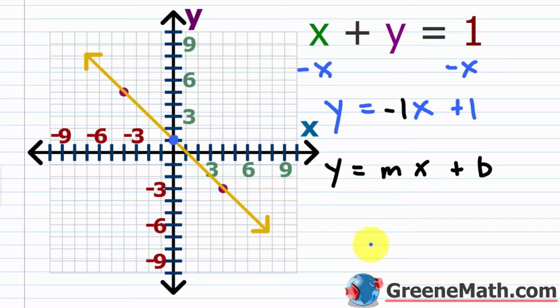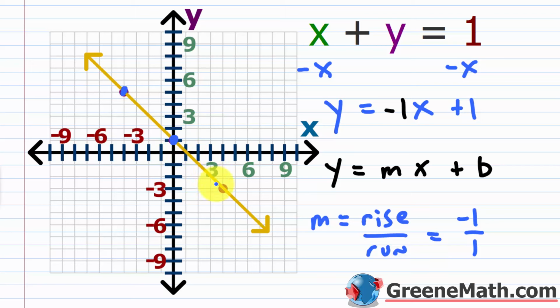That's my point. And then I can use my slope of negative 1 to generate additional points. Remember, slope m is rise over run. So if this is negative 1, and I could say it's over 1, because anything over 1 is just itself. Well, really, I could say, okay, from this point, I could fall 1, go to the right 1. Fall 1, go to the right 1. And so on and so forth.